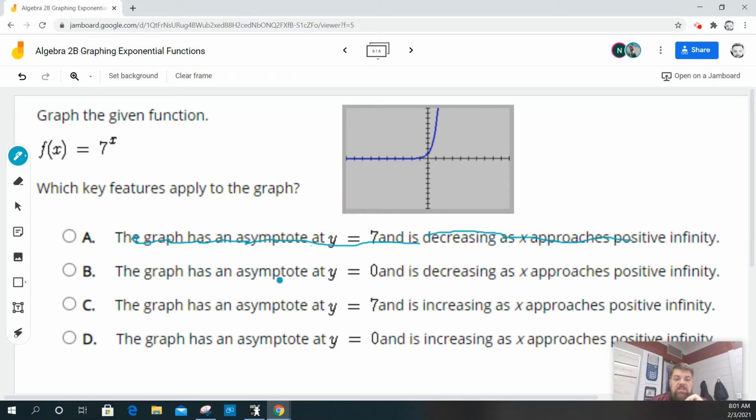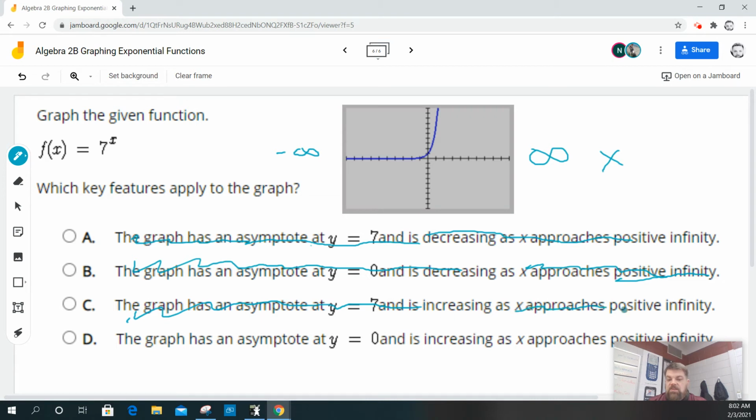The next one says the graph has an asymptote at y equals 0 as x approaches positive infinity. Well, it does have a horizontal asymptote at y equals 0, it never crosses that threshold. Well, that's true, but that's as we're going towards negative infinity, right? So they're saying positive infinity. Well, no, this is the x-axis. As x approaches positive infinity, it does not have an asymptote. So that's not a true statement. Then C says the graph has an asymptote at y equals 7 and is increasing as x approaches positive infinity. No, it doesn't have an asymptote at 7.